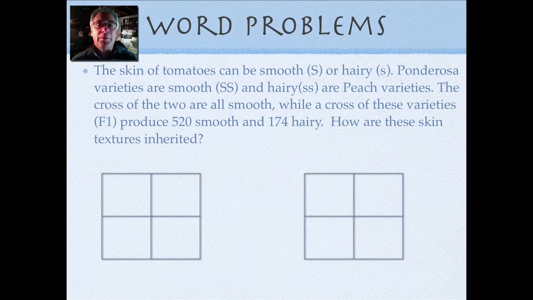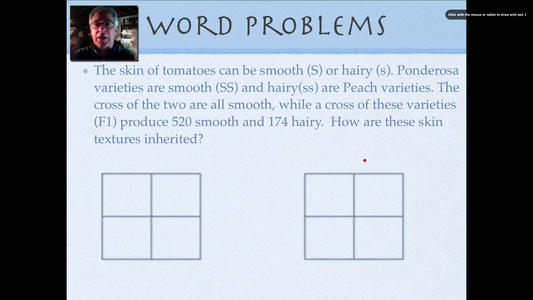Now a word problem, because word problems are probably the most difficult to look at, but I'd like to share with you a strategy that I like to use. The skin of tomatoes can be smooth or hairy. In other words, 2 kinds of textures, one smooth, big S, or hairy, little s. That means smooth is the dominant trait. Those varieties are called ponderosa, and they're smooth, big S, versus hairy, which are peach varieties, little s, little s.